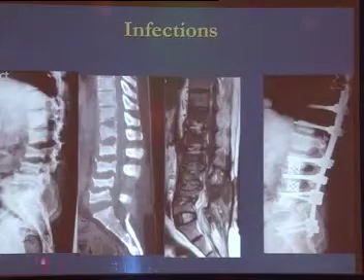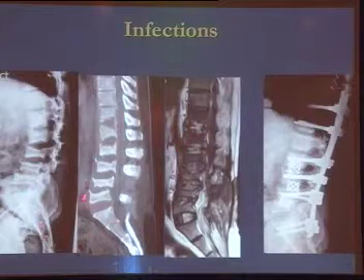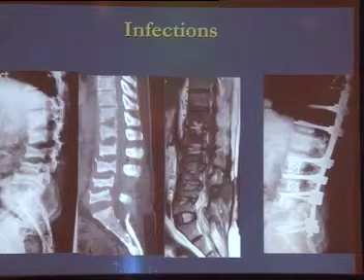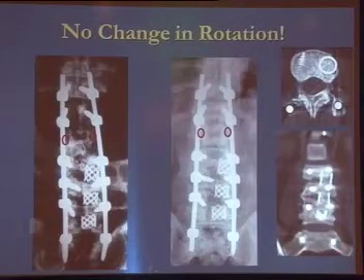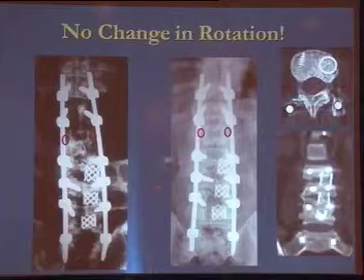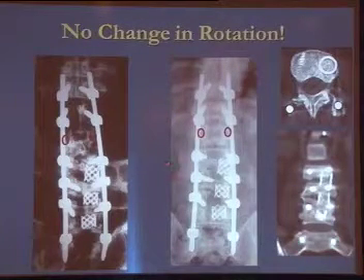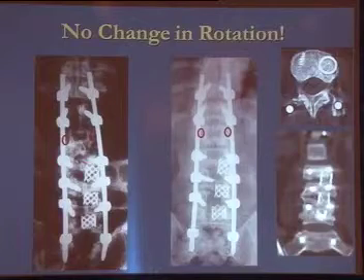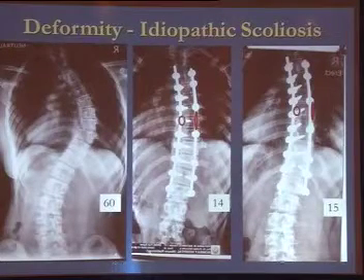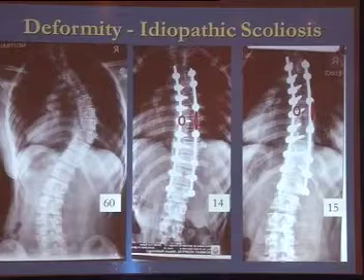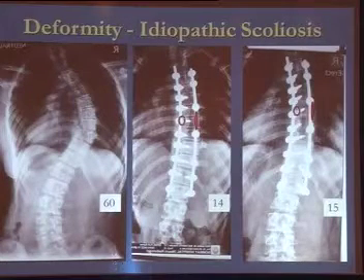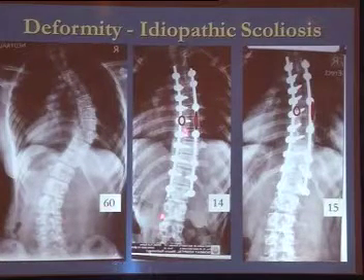Now coming to infection, this is a highly unstable situation. The multi-level discitis, big lacunae in the anterior column, severe kyphosis. This patient underwent a front and back surgery. This is immediate post-op. This is after 2 years, absolutely no change in rotation, bilateral, no parallelogram effect, no need for crosslinks. This is the etiology where the crosslinks are highly recommended to maintain the derotation effect that is produced by correcting scoliosis.